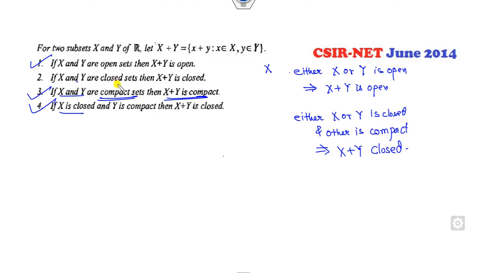If x and y are closed sets, the sum will not be closed. One of them must be compact. So this option is a false statement. So the right options are A, C and D.